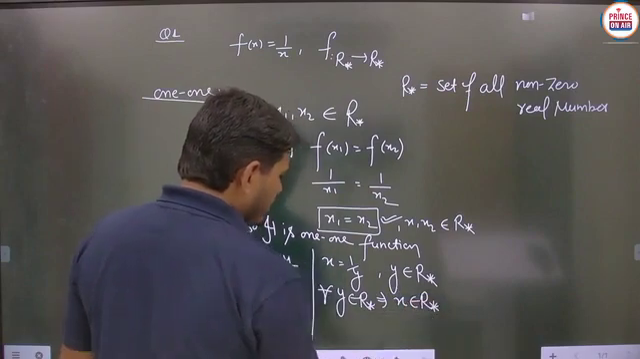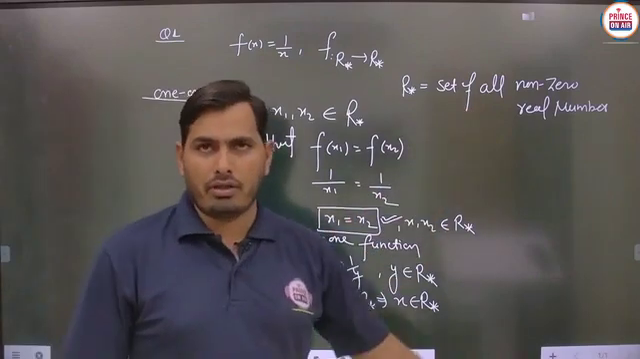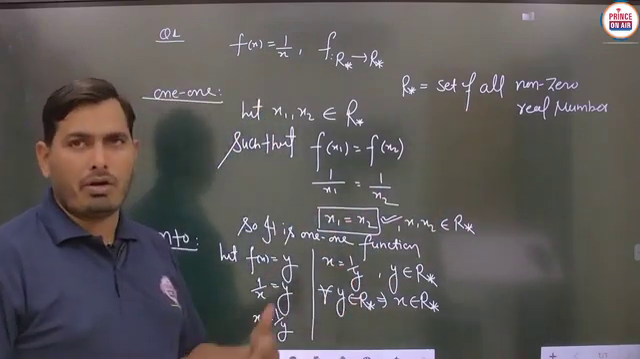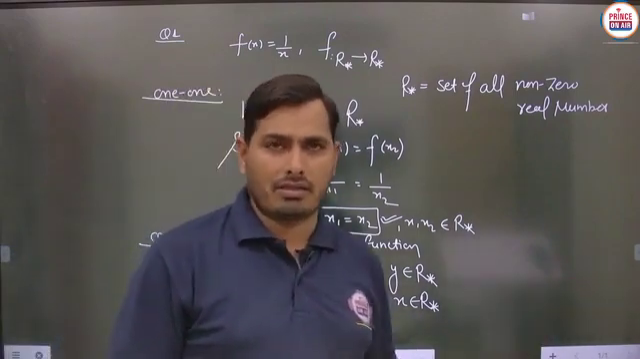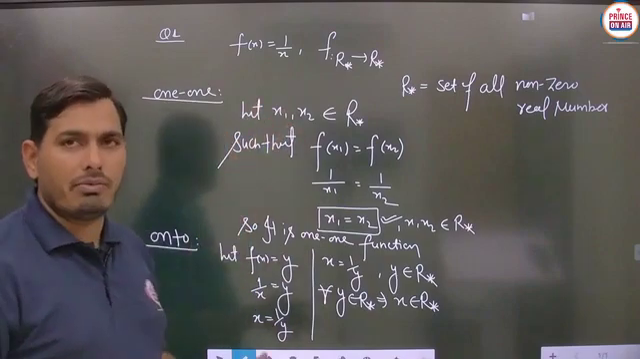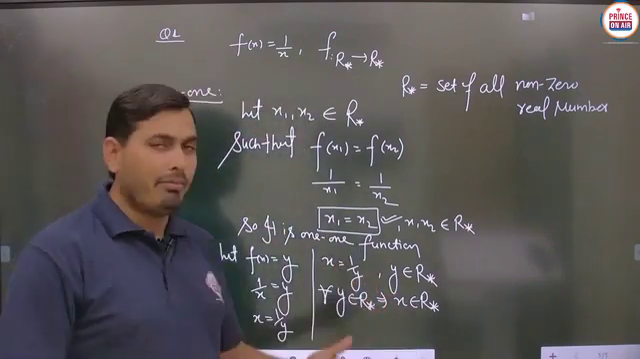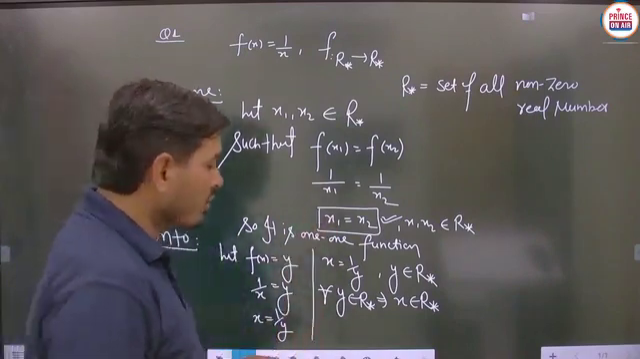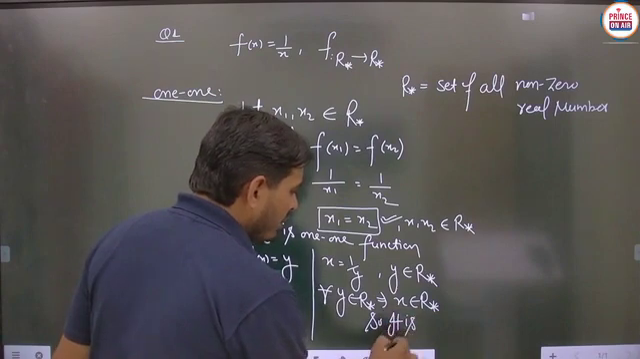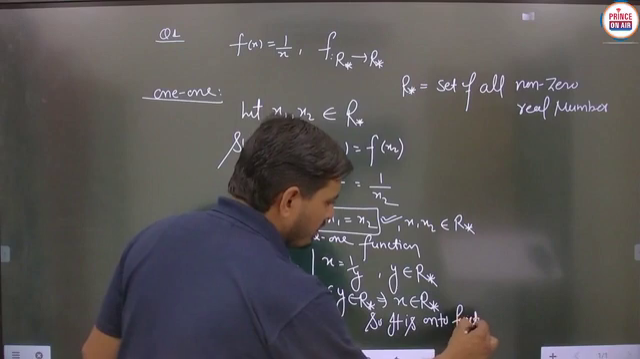This means you can use any real number except 0, because 0 is not included in R star. So you can take 1, 2, 3, 4, then it will become 1 upon 2, 1 upon 3, 1 upon 4, like this. Then definitely x will also belong to R star, which means x can be any real number, so the codomain element has a pre-image in the domain. So it is onto. So it is an onto function. Is it clear?